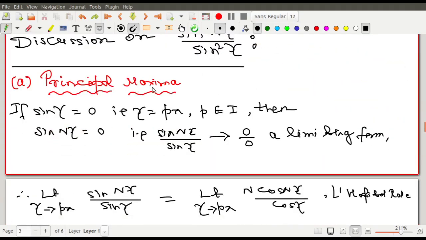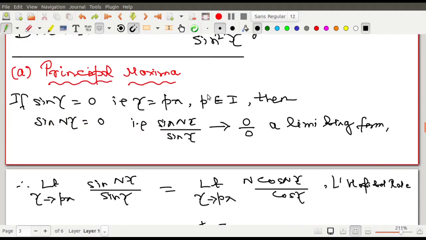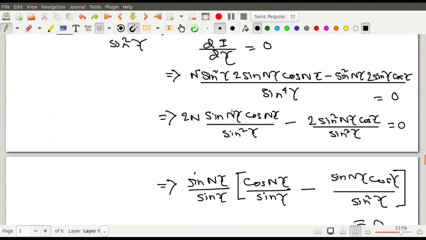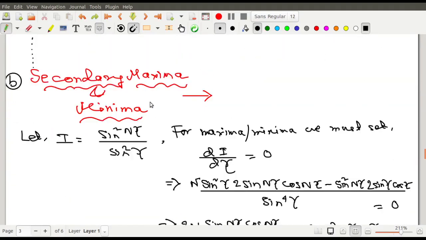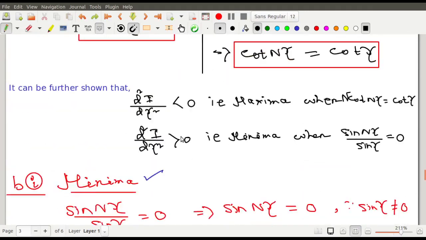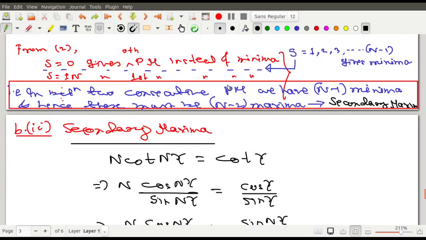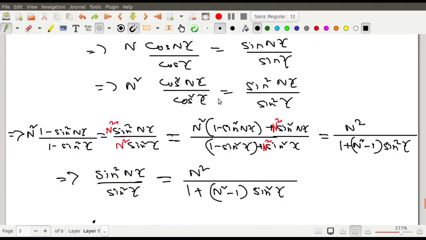So they contribute to principal maxima when gamma is 0. So যখন gamma 0, so then they contribute to principal maxima. Then for some other condition they contribute to secondary maxima, and for some other condition they will also contribute to the minimas. So presently I am discussing secondary maxima.